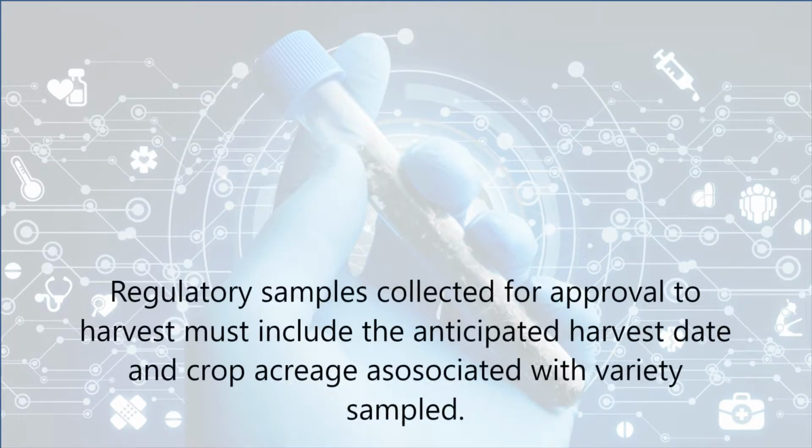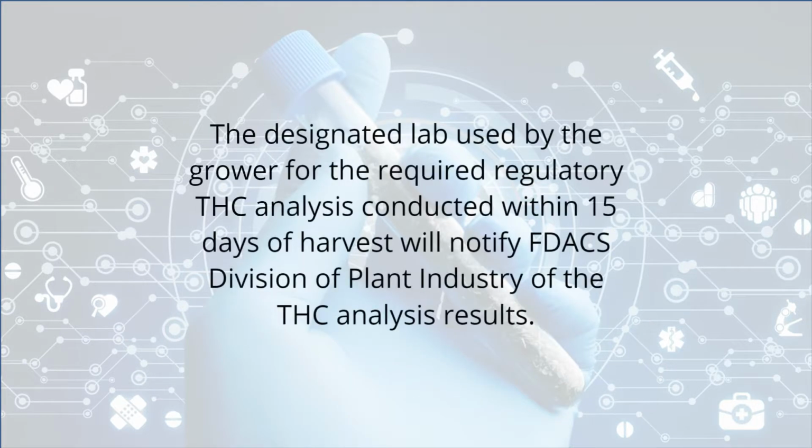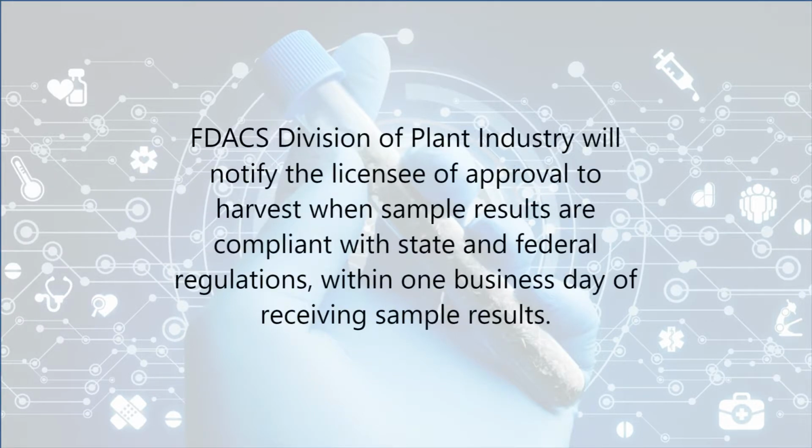Regulatory samples collected for approval to harvest must include the anticipated harvest date and crop acreage associated with the variety sampled. The designated lab used by the grower for the required regulatory THC analysis conducted within 15 days of harvest will notify FDACS DPI of the THC analysis results. FDACS DPI will notify the licensee of approval to harvest when sample results are compliant with state and federal regulations, within 1 business day of receiving sample results.